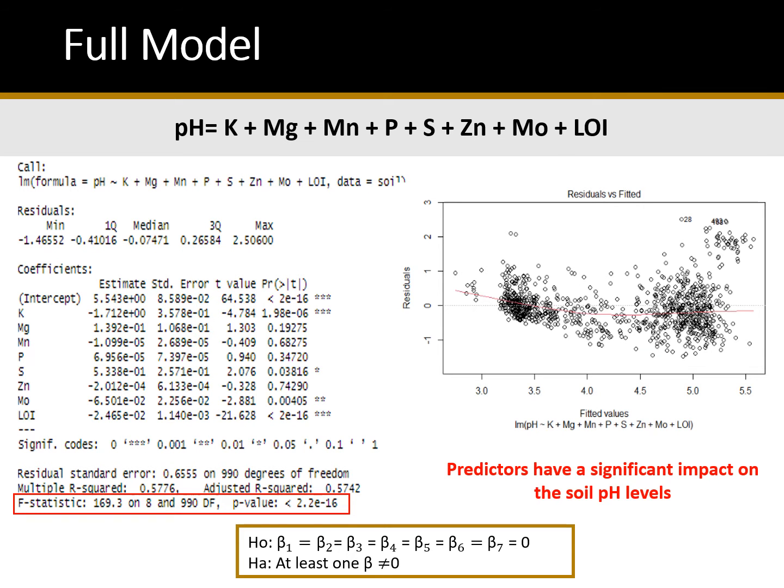The first actions were to evaluate several characteristics and assumptions of the full model, which is written at the top of the slide. The residuals versus fitted plot on the right suggests that the predictors have a linear impact on the soil pH. This is confirmed with the summary output that contains an F-statistic of 169.3, which is greater than the critical value of 1.889. Therefore, we can reject the null hypothesis and conclude that one or more of the betas does not equal 0.